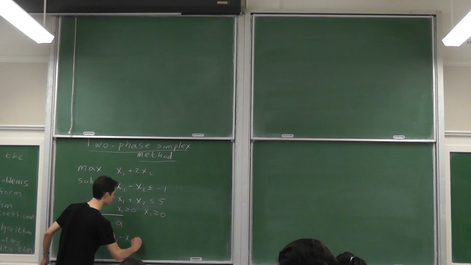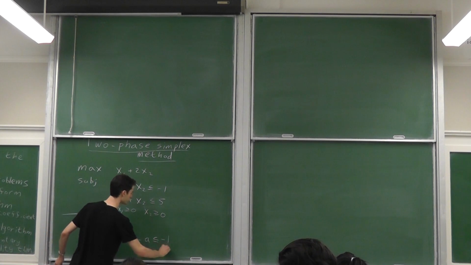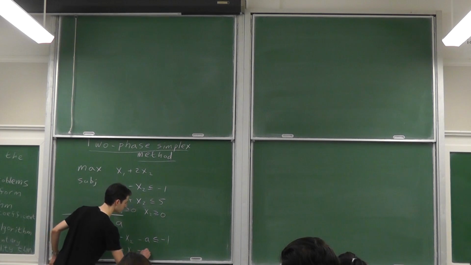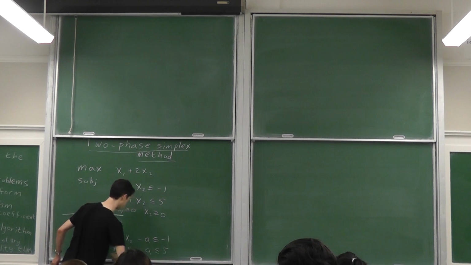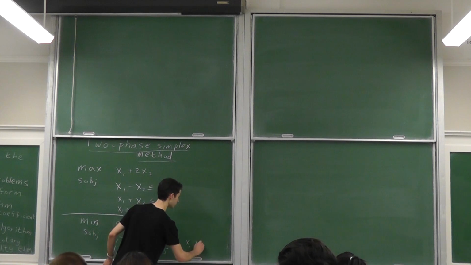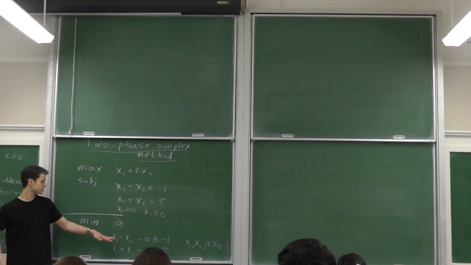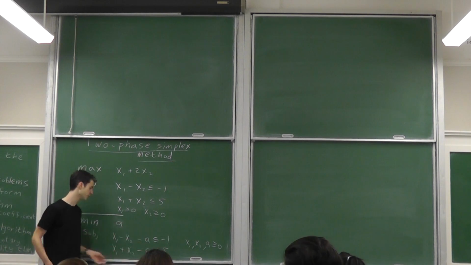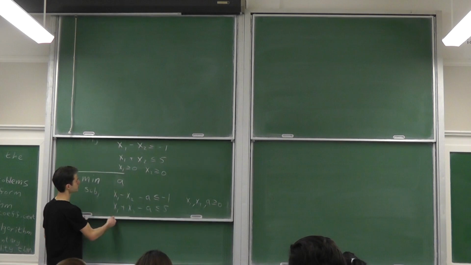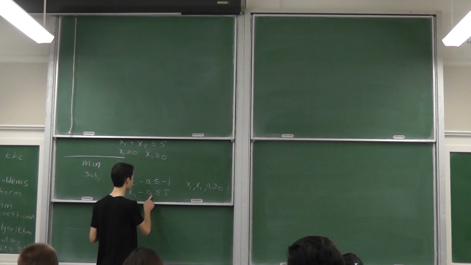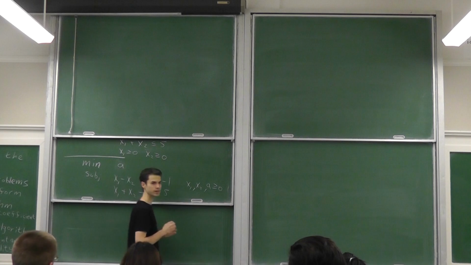x1 minus x2 minus the artificial parameter A smaller or equal to minus 1, x1 plus x2 minus A smaller or equal to 5, and x1, x2, A all nonnegative. So I relax each one of these constraints by the amount A, and then I try to minimize this amount A. If I manage to minimize it all the way to 0, then I'm done.